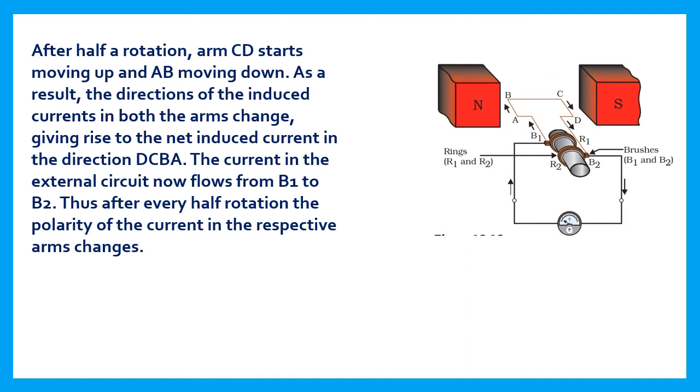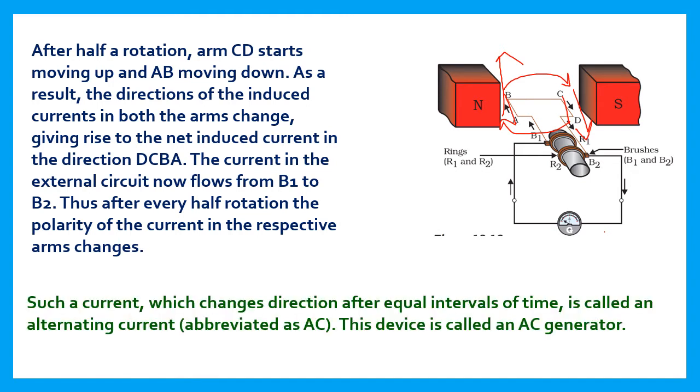So now what will happen after half rotation? This arm CD will start moving up, and this arm AB will start moving down. After half rotation, AB will come over here and CD will go over there. Now AB will go down and CD will go up. This way the process will continue and electricity will be produced continuously.